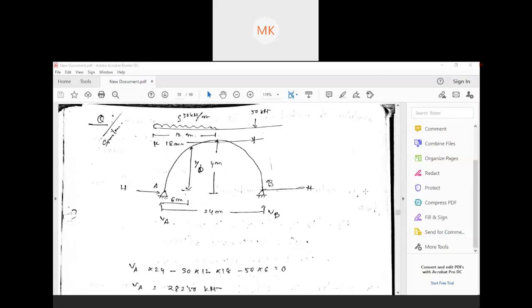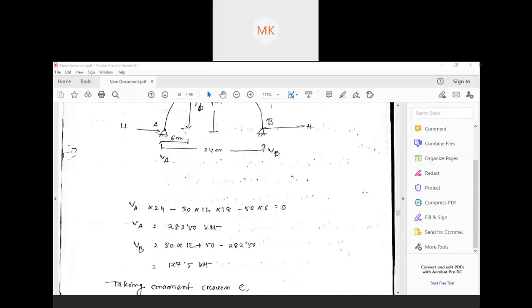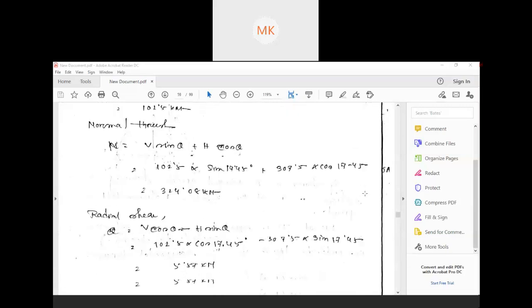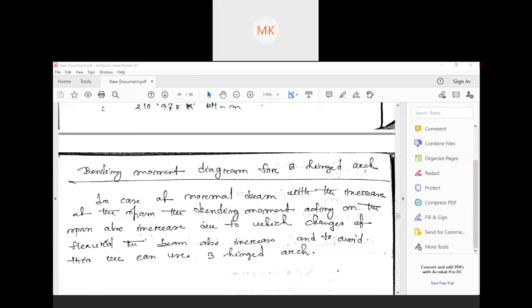So this is one other kind of numerical, almost similar to the previous one. I think you can easily do this. Try to do it by yourself. I will not go through that.